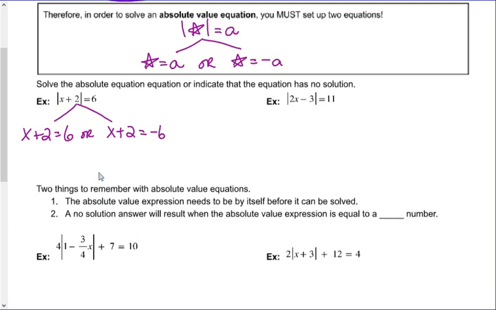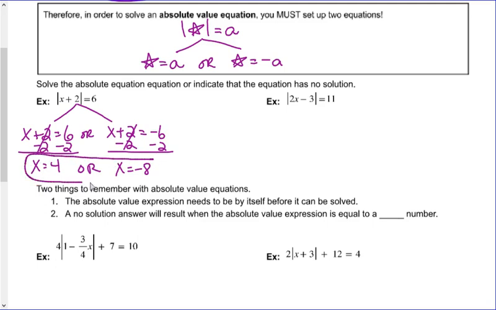Once you have these 2 equations, you are ready, set to solve. So I'm going to subtract 2 from both sides. And this goes away. X here is equal to 4 on this one. Or this one goes away here. X is equal to -8 on that one. So here's my 2 answers, 4 or -8.